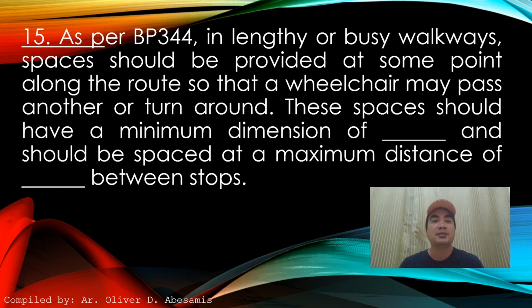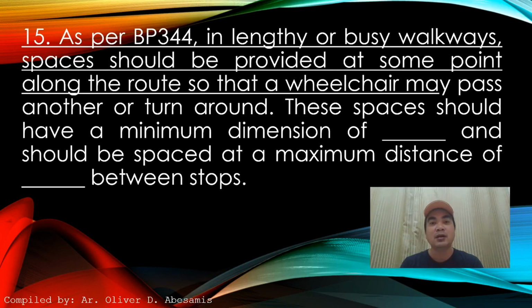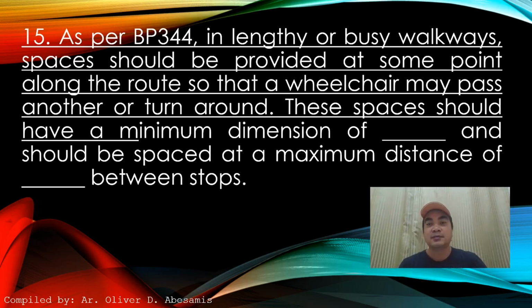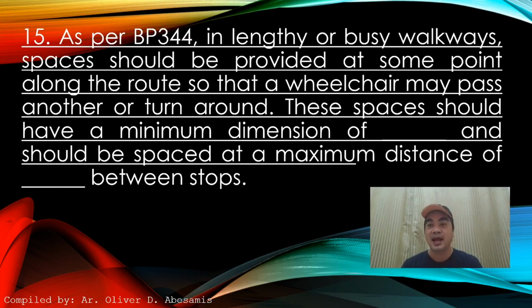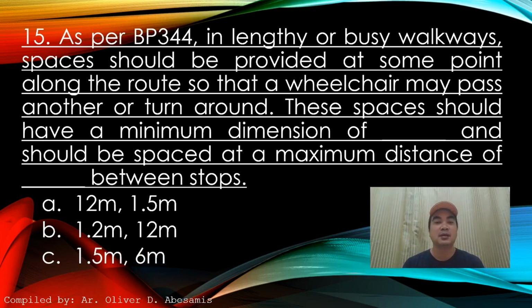Number 15. As per BP344, in lengthy or busy walkways, spaces should be provided at some point along the route so that the wheelchair may pass another or turn around. These spaces should have a minimum dimension of blank and should be spaced at a maximum distance of blank between stops. A. 12 meter and 1.5 meter, B. 1.2 meter, 12 meter, C. 1.5 meter, 6 meter, D. 1.5 meter, 12 meter. Answer? D. 1.5 meter, 12 meter.